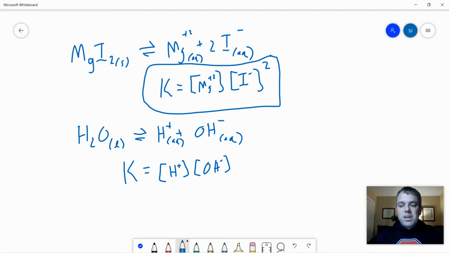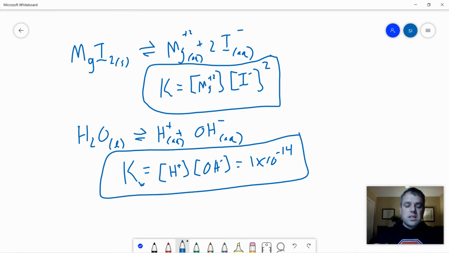This is a very special K, as we'll see when we get to our unit on acids and bases, called Kw. And I happen to know its value. It's 1 times 10 to the negative 14th. That happens to be the equilibrium constant. It's equal to that number at 25 degrees Celsius. Right?